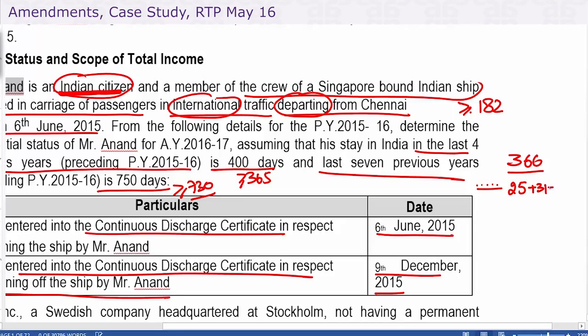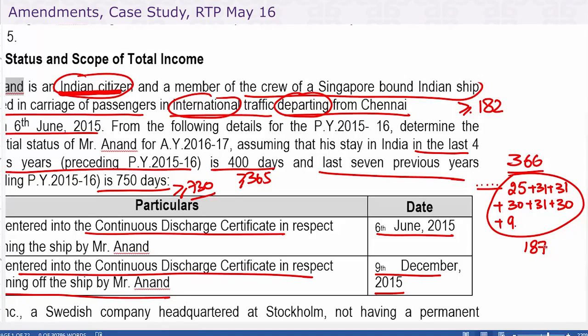July he was outside India. August he was outside India. September, October, November, and then 9 days of December he was outside India. This adds up to 187 days. Now 187 days we will subtract from 366, so we get 179. Now he is not in India for 182 days, therefore he becomes a non-resident.